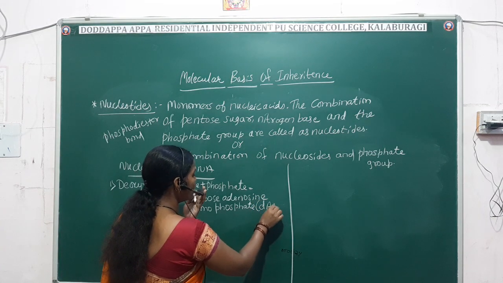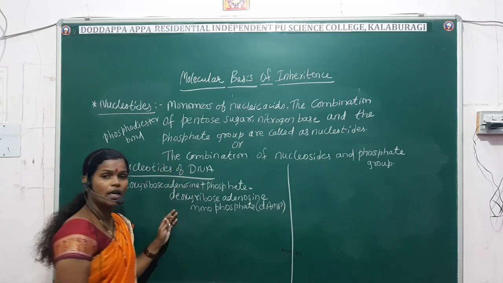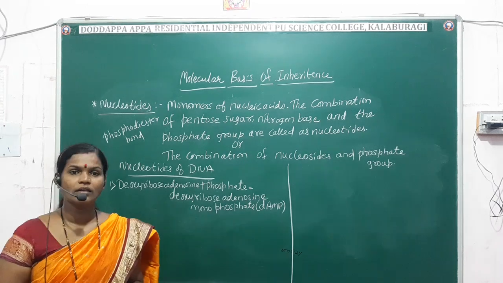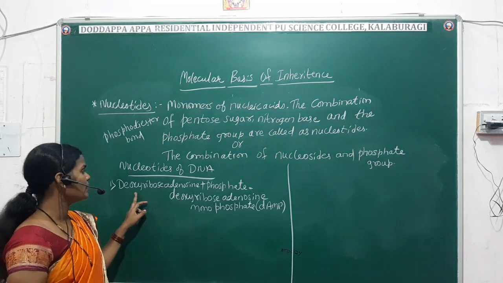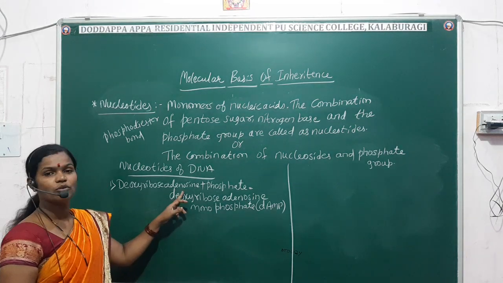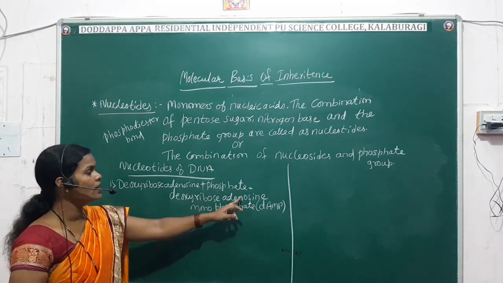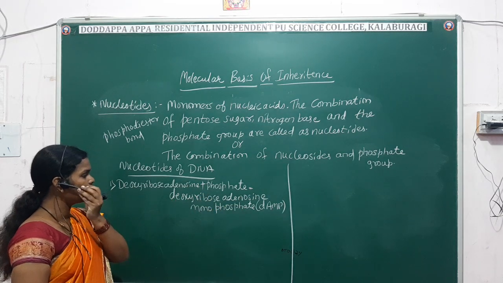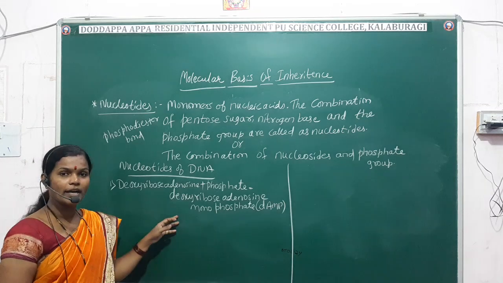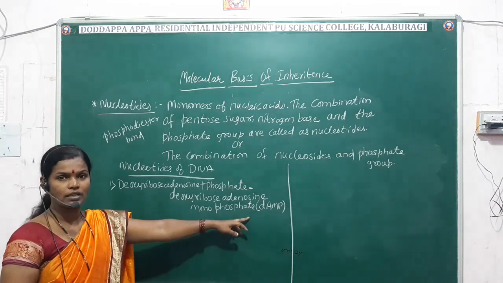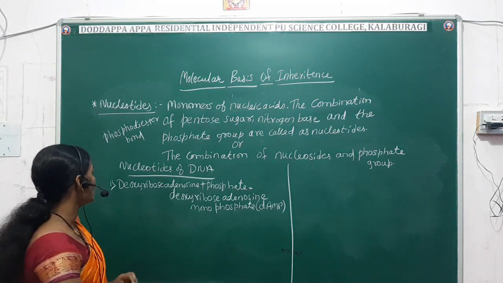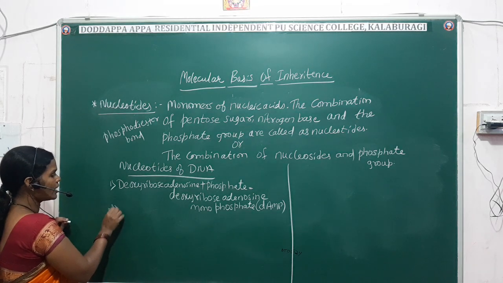So here it is called as DAMP. Deoxyribose adenosine plus phosphate is equal to deoxyribose adenosine monophosphate. In the bracket you can write DAMP.